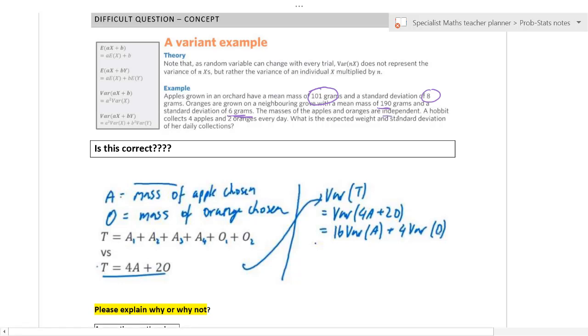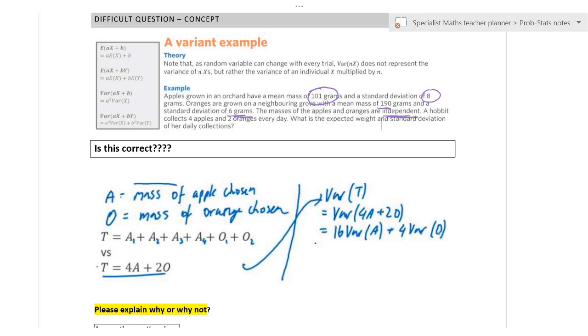It's pretty important, actually, that the masses are independent. A hobbit collects 4 apples and 2 oranges every day. What is the expected weight and the standard deviation of her daily collections?